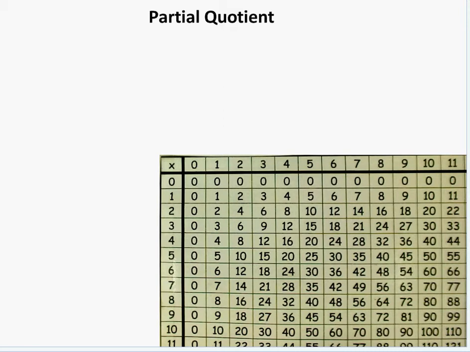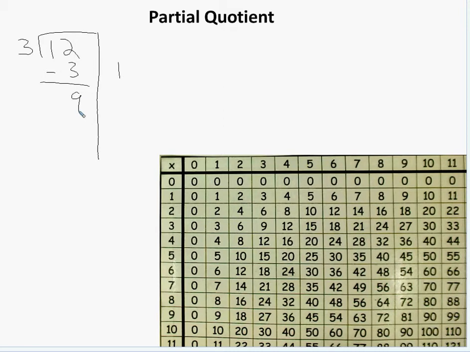It is 12 divided by 3. If I want to represent it as repeated subtraction, I'm going to subtract 3 from 12 multiple times. So 3, I'm going to do that one time. 3 from 12 equals 9. I'm going to subtract 3 from that, one time there, and 3 from 9 equals 6.